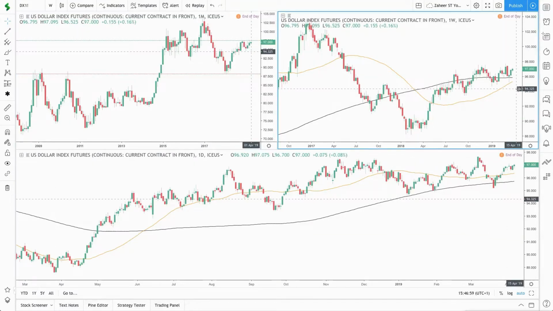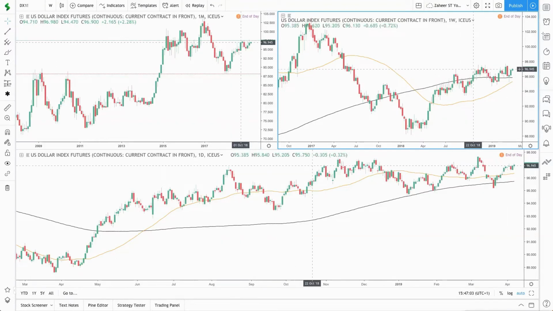If we move across to the weekly time frame, we can see that price is above the 200 moving average, but trading in this area of consolidation. We want to see this resistance cleared and then further strength to the upside.